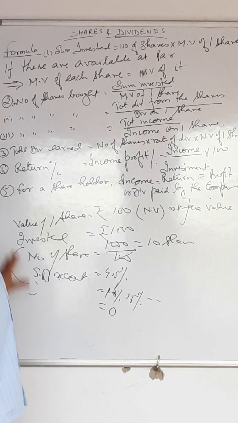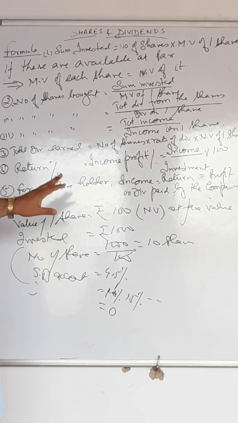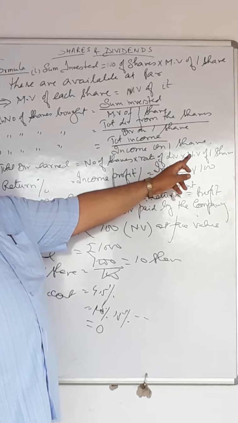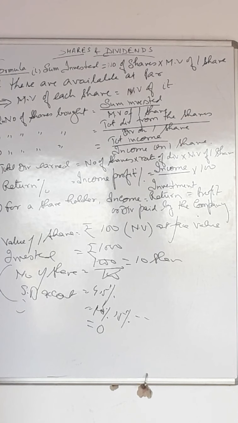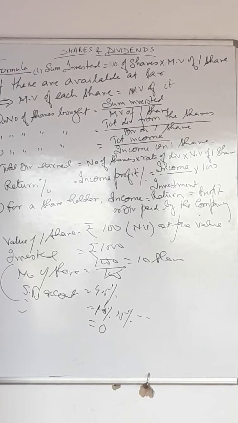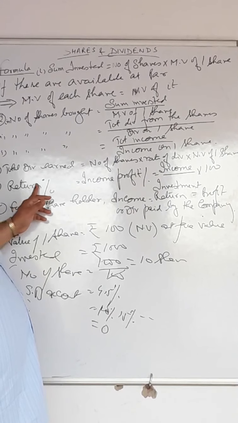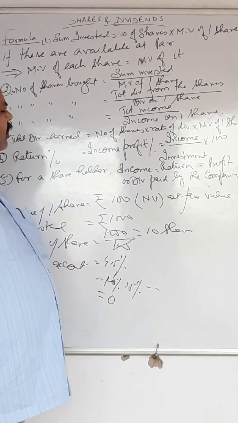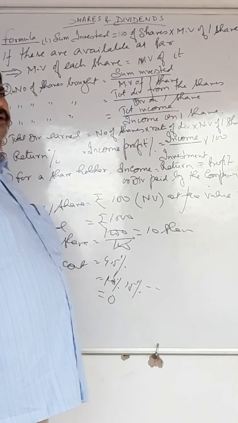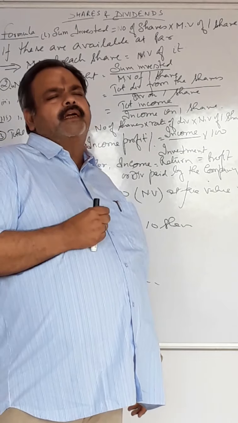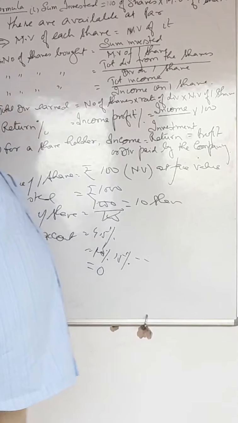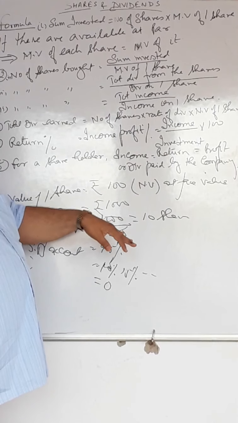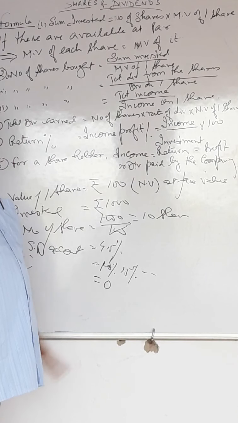Number third is total dividend earned: number of shares, rate of dividend into nominal value of 1 share. These formulas you note down. This we have to learn. Fourth one, rate of return, or it can be said income profit, or income upon investment into 100, to calculate the profit percent from these shares. Fifth one is for a shareholder: income is equal to return is equal to profit or dividend paid by the company, it is the same thing.